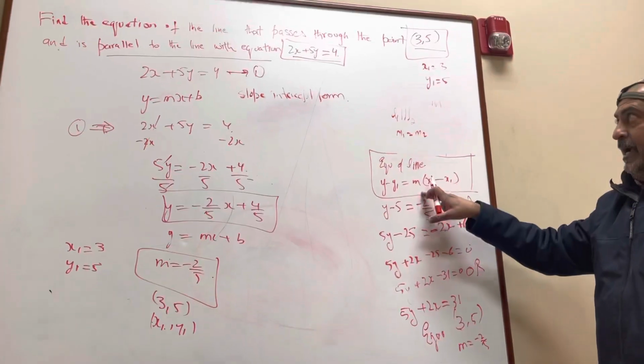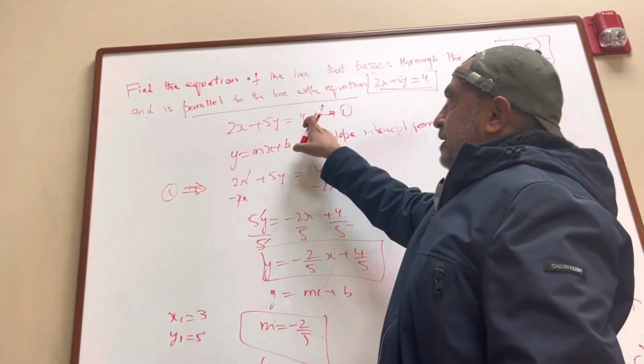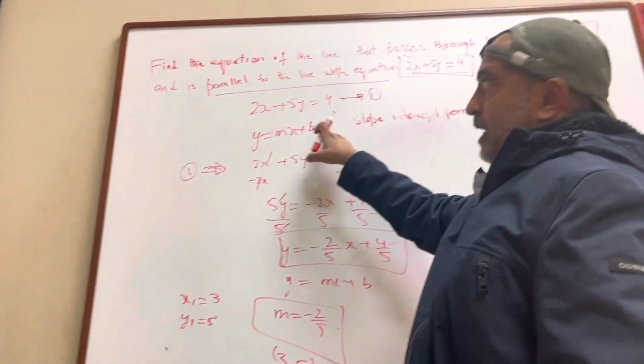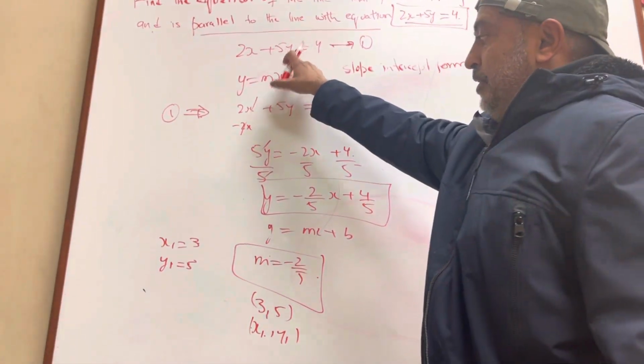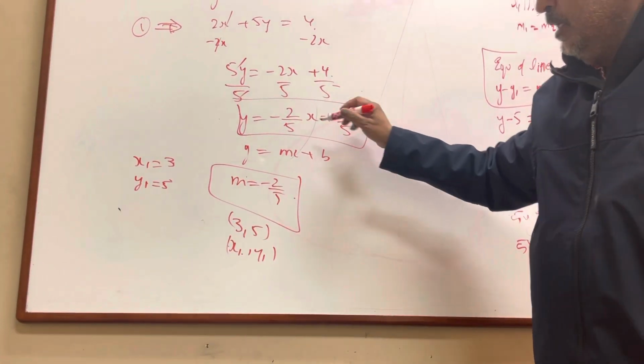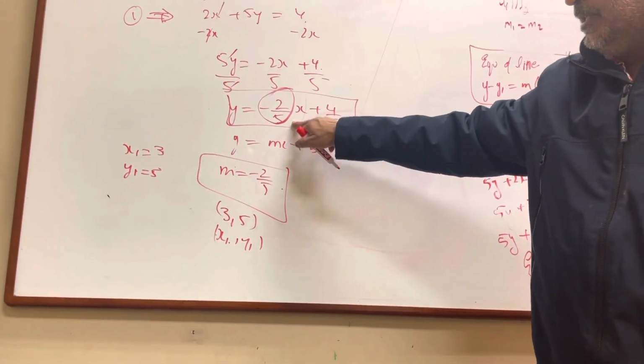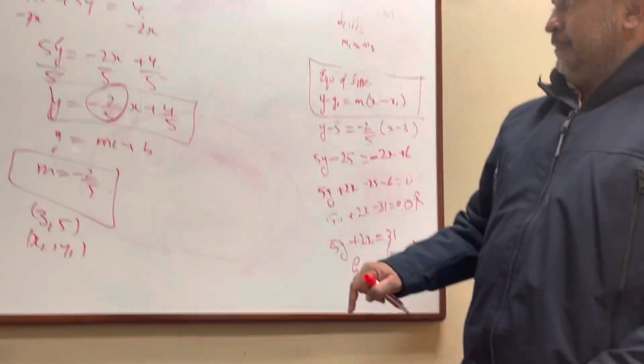And in order to get m, we will compare the equation 2x plus 5y is equal to 4 with y is equal to mx plus b. Then we will solve it for y. When we solve it for y, this equation becomes y is equal to minus 2 upon 5 x plus 4 upon 5. So my slope is minus 2 upon 5.